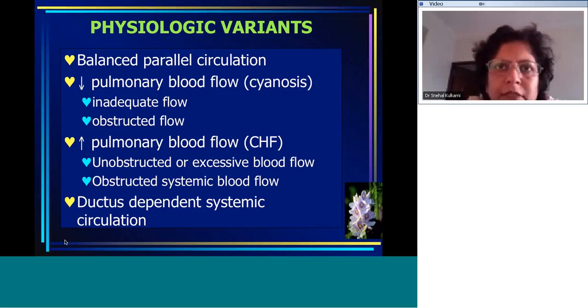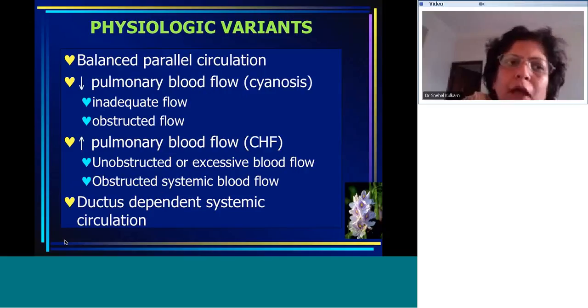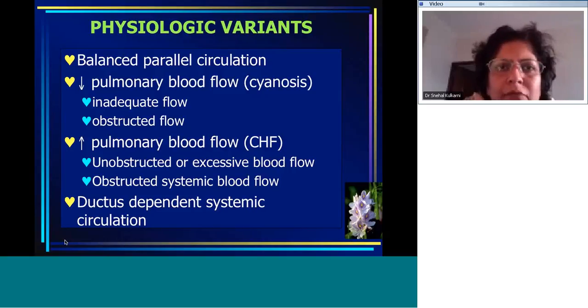Now, what are the physiologic variants? We may have just balanced parallel circulations. What do I mean by balanced parallel circulation? Sometimes you might have seen a patient with double inlet left ventricle with moderate to severe pulmonary stenosis. So you have just adequate pulmonary blood flow, normal pulmonary artery pressures, and a good systemic outflow. Many times when we see this kind of patient, they have no symptoms. They may saturate between 80 to 90%. So this is just a balanced parallel circulation.